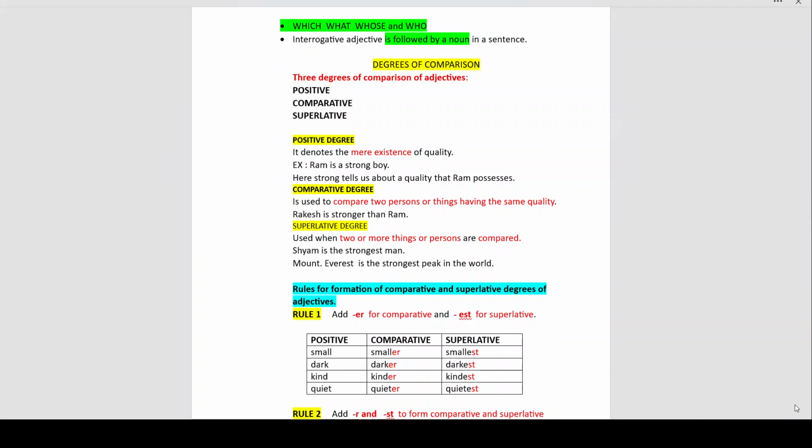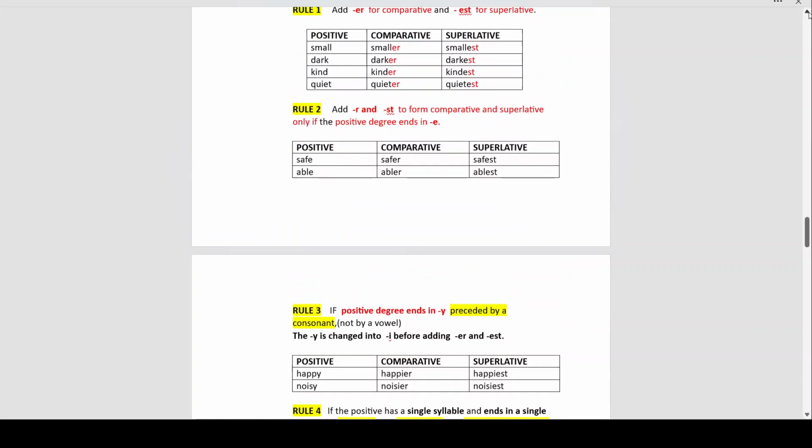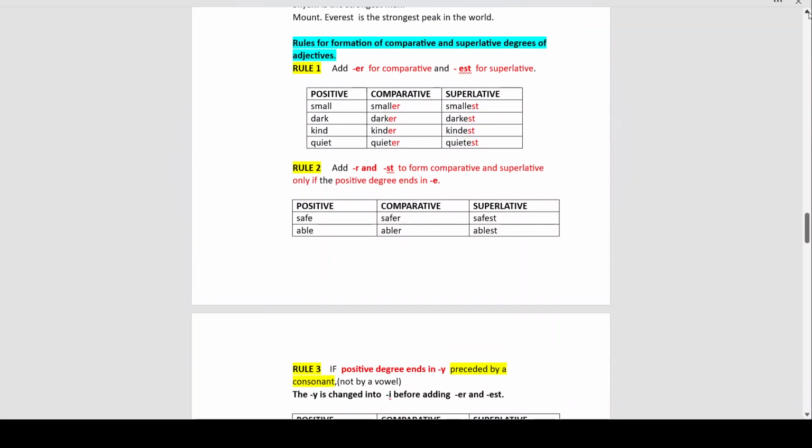Next, rules for formation of comparative and superlative degrees of adjectives. Now, there are certain rules which you have to keep in mind while comparing the degrees. Rule number one is always add ER for comparative and EST for superlative. Like for positive small, it becomes smaller, smallest; dark, darker, darkest; kind, kinder, kindest; quiet, quieter, quietest. What are we doing here, children? We are simply adding ER for comparative and EST for superlative. This is rule number one.